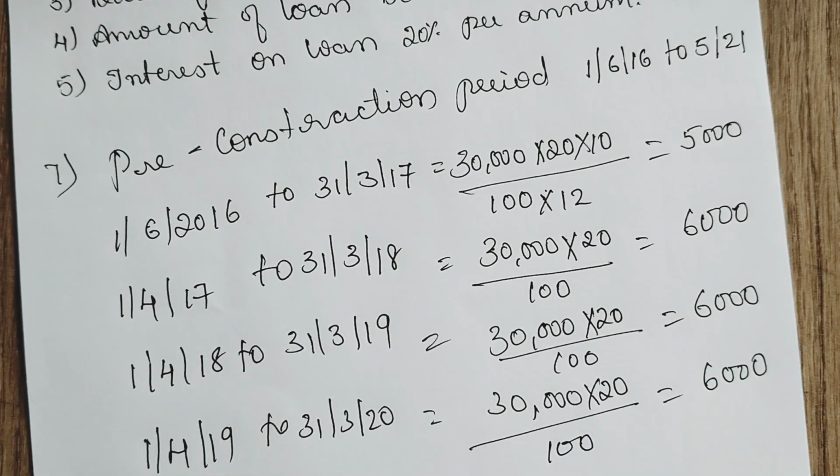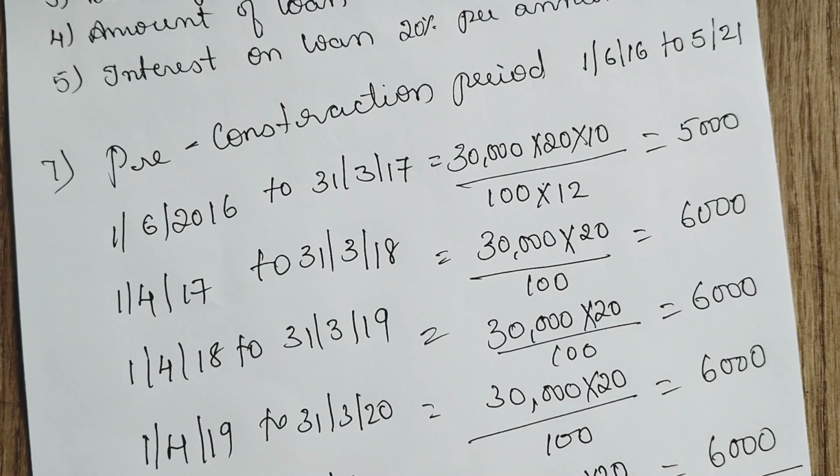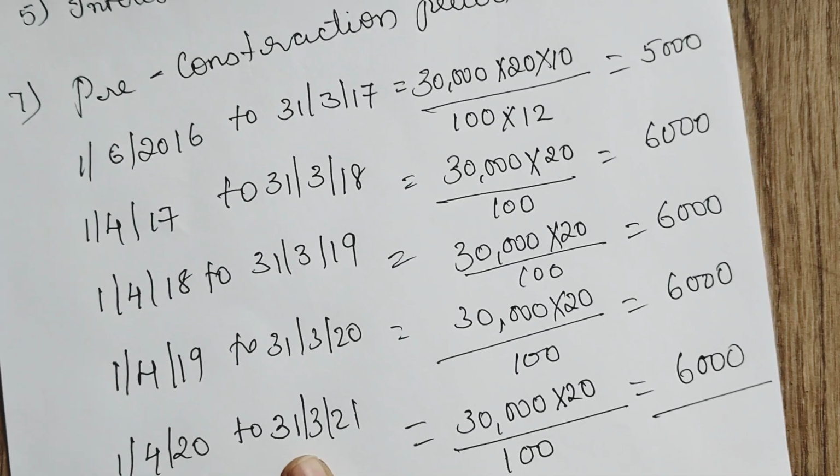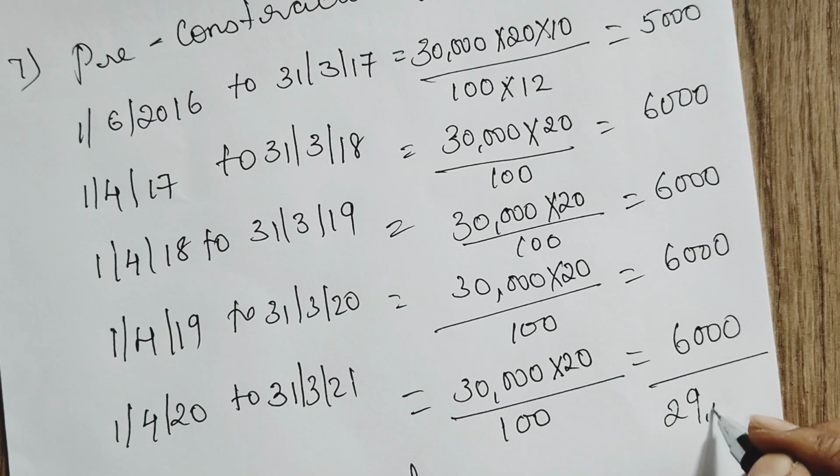Then 1st April 2020 to 31st March 2021, that is 30,000 into 20 by 100. What is the amount? 6,000. Now what is the total interest? Because construction was completed in May, till March 2021 we are considering. So the total interest is 29,000.